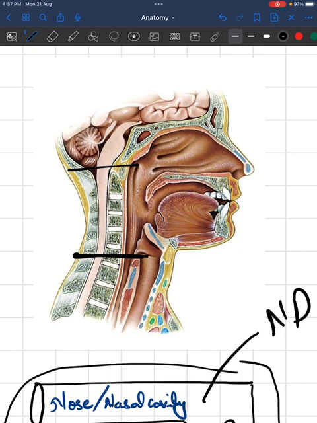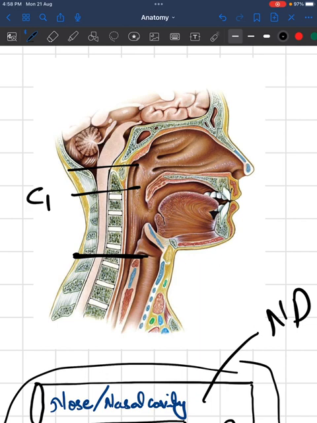The nasopharynx extends from the base of the skull till the C1 vertebra, or we can say it is related to the hard palate also. As it is just behind the nose, it is known as the nasopharynx.